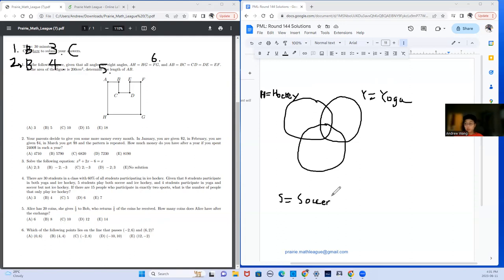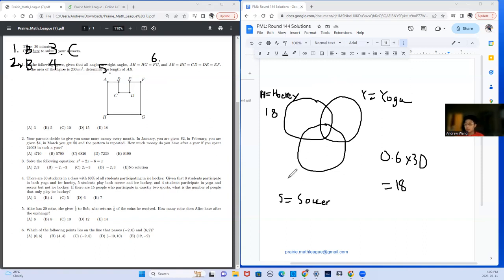So from the question, we know that 60% of all students participating play ice hockey. So 0.6 times the total amount of students, which is 30, will give us 18 people who play hockey. So here at the top, 18. So let's look at the Venn diagram here for a second. There's other pieces of information in this that can indicate to us.